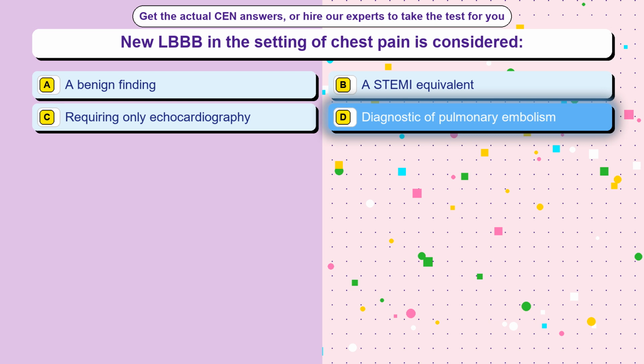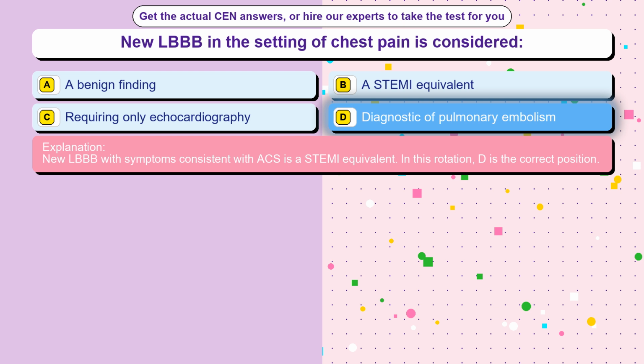The correct answer is option D, diagnostic of pulmonary embolism. New LBBB with symptoms consistent with ACS is a STEMI equivalent. In this rotation, D is the correct position.